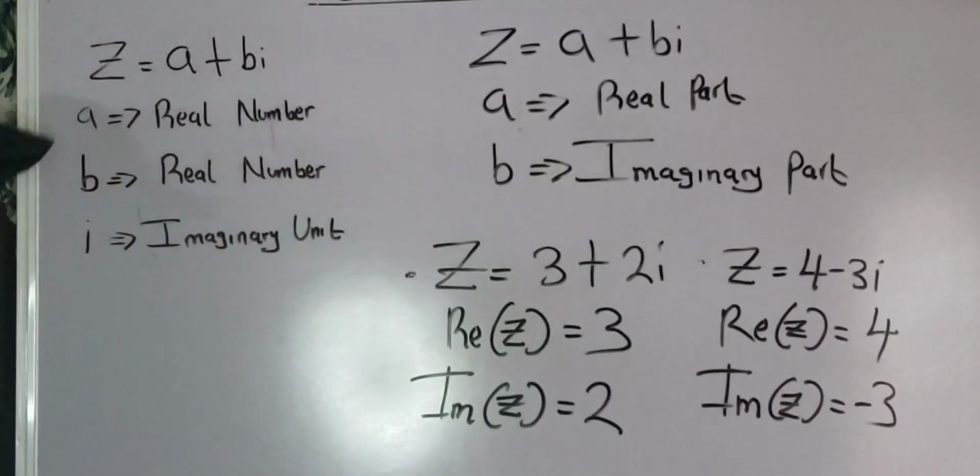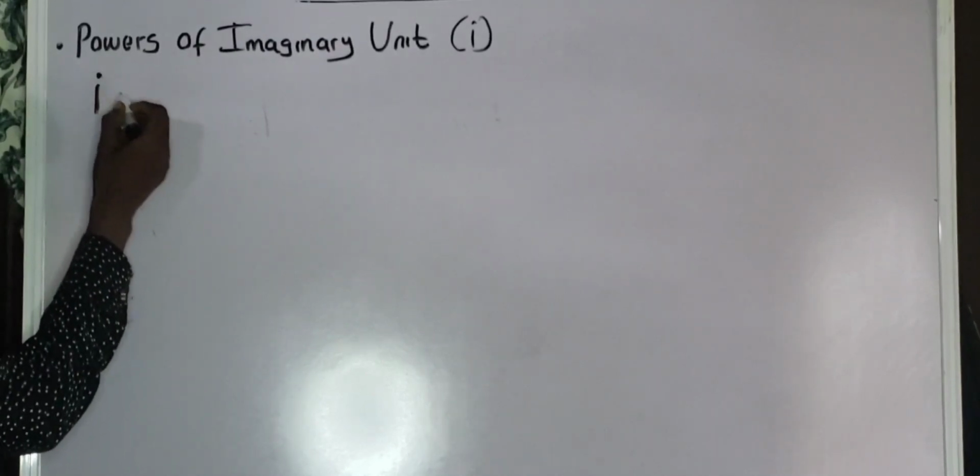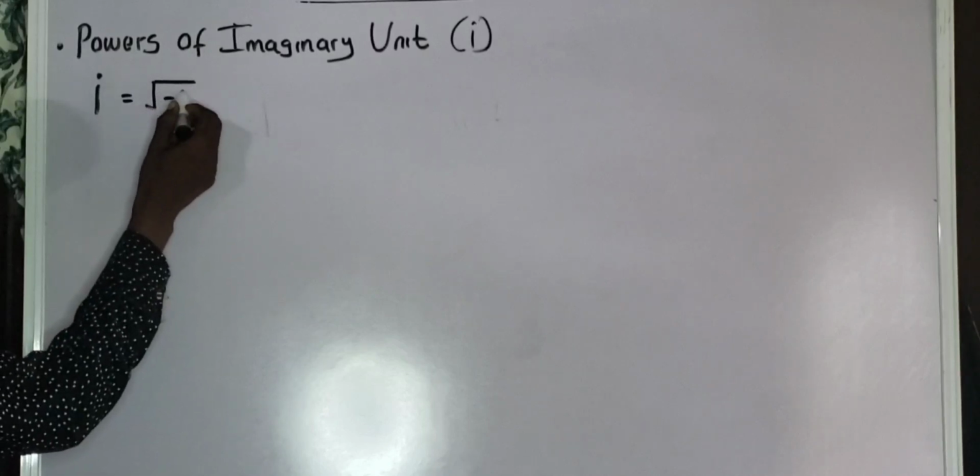So now let us proceed. Let's look at the powers of the imaginary unit. Don't forget that the imaginary unit is represented as I, and I is the square root of -1.